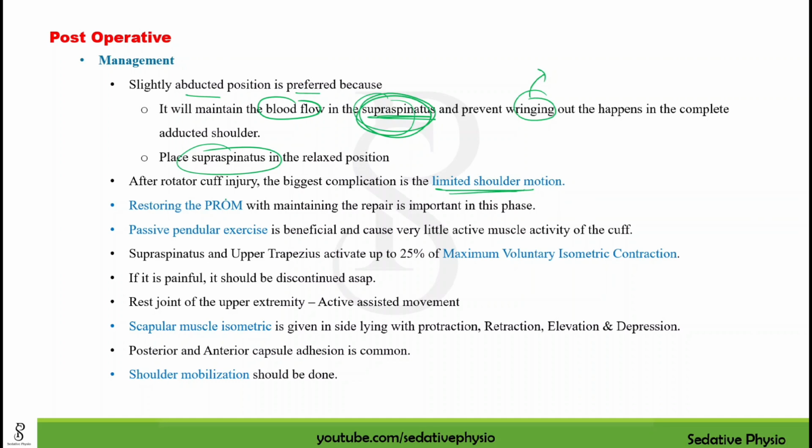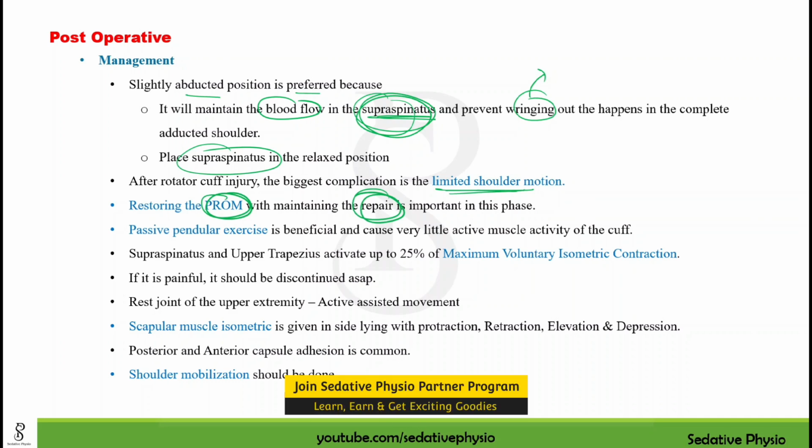Initially, the restoration of the passive range of motion is very important, but along with it, one of our goals is to maintain the repair also. That's why we will focus on the repair. By maintaining the repair, we will restore the passive range of motion. That's why it is mentioned that we will gradually increase the passive range of motion. The progression will be very slow. That's why I've told you that rotator cuff rehabilitation is a very slow and long process. It can take a lot of time.